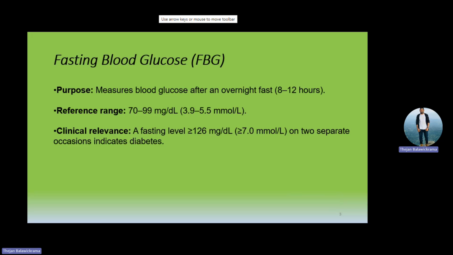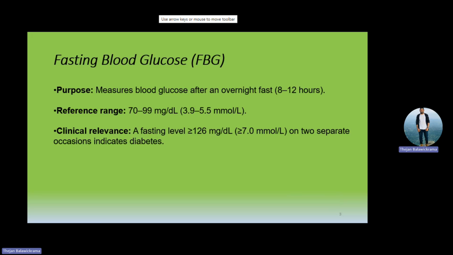So for us to measure the exact amount of glucose present in the blood, we have to stop supplying glucose into the blood. That is why we stay without eating, right? We have to fast 8 to 12 hours. And when we measure, the final reading can be given in milligram per deciliter or millimole per liter, right? Those are the units.